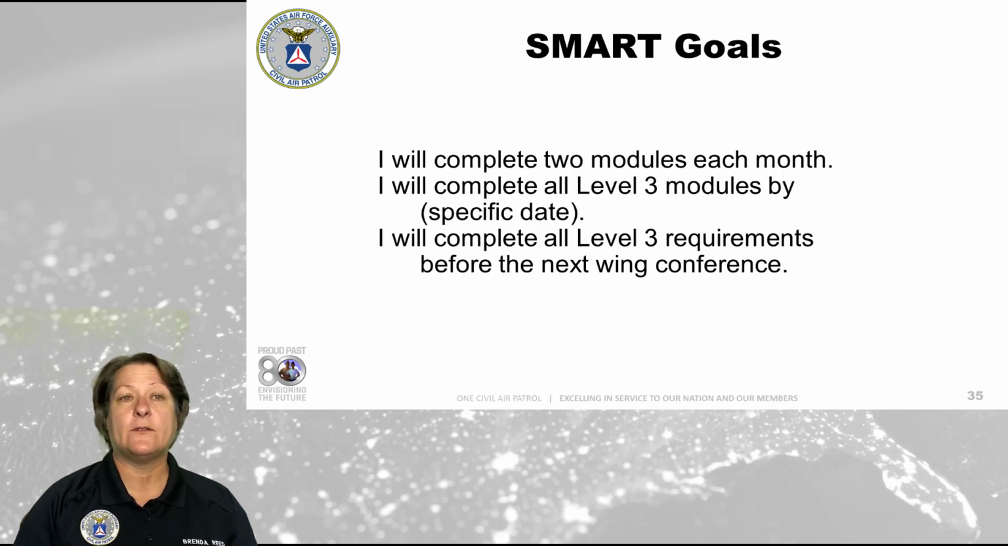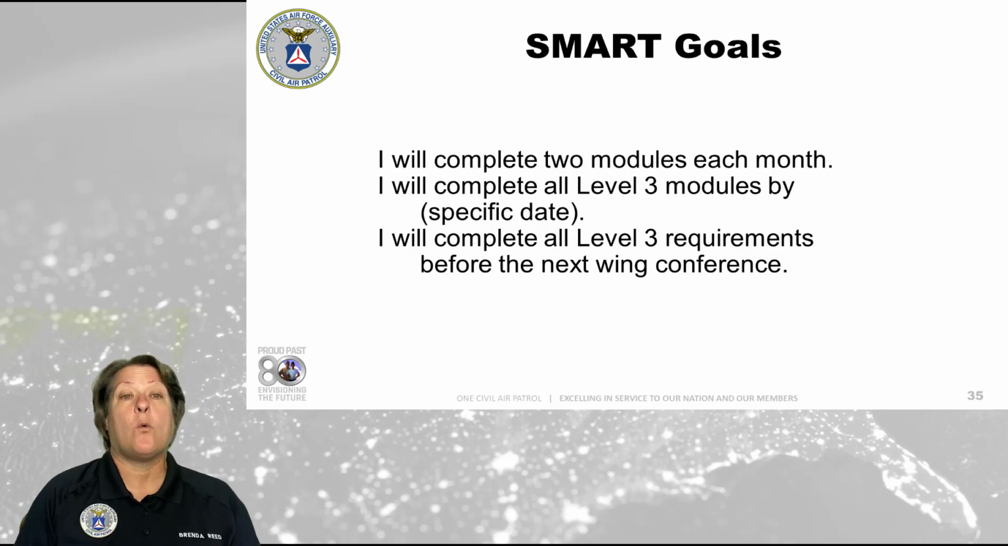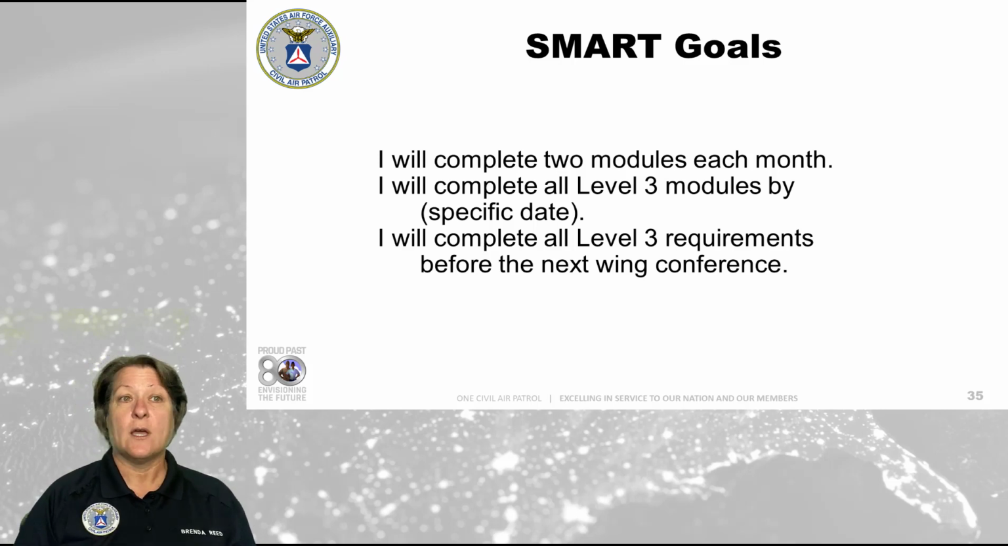I will complete all level 3 modules by a specific date. I will complete all level 3 requirements, meaning modules, staffing, presentations, specialty track, before the next wing conference. So maybe you want to be recognized at the next wing conference with your education and training certificate that you've achieved. Then set those goals, put them out there, write them down. Let people know this is what you're working towards, that you want to achieve them, a specific goal by a specific date.